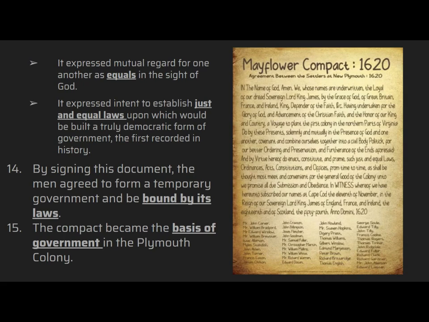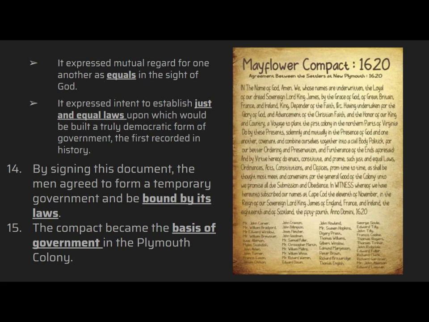It expresses, number three, that there's mutual regard for one another as equals in the sight of God. So while there's only 41 men who sign this, they say we understand that we're equal among others. Kind of interesting when you think about it. Are they really equal? And they express the intent to establish just and equal laws upon which would build a truly democratic form of government, the first recorded in history. Okay, so they want equal laws. Again, think about who is signing this document.